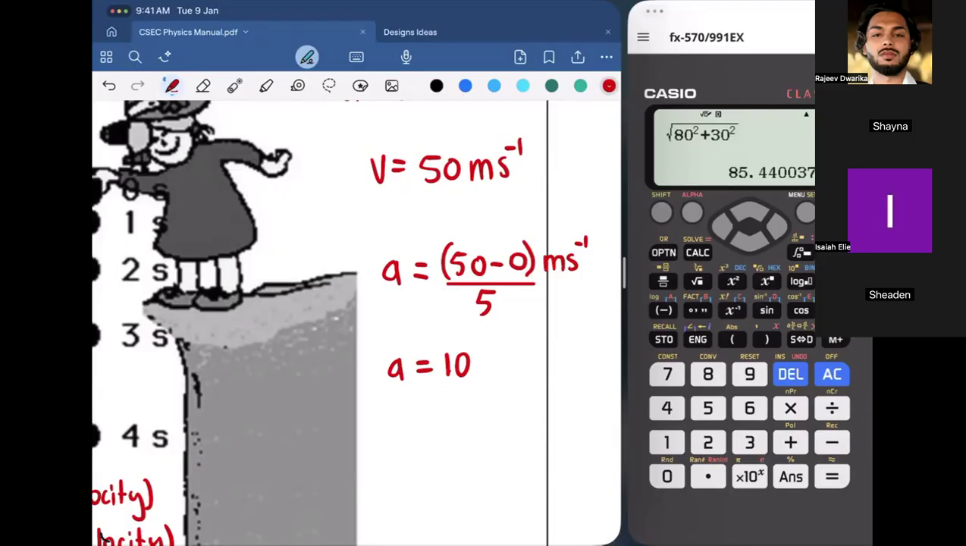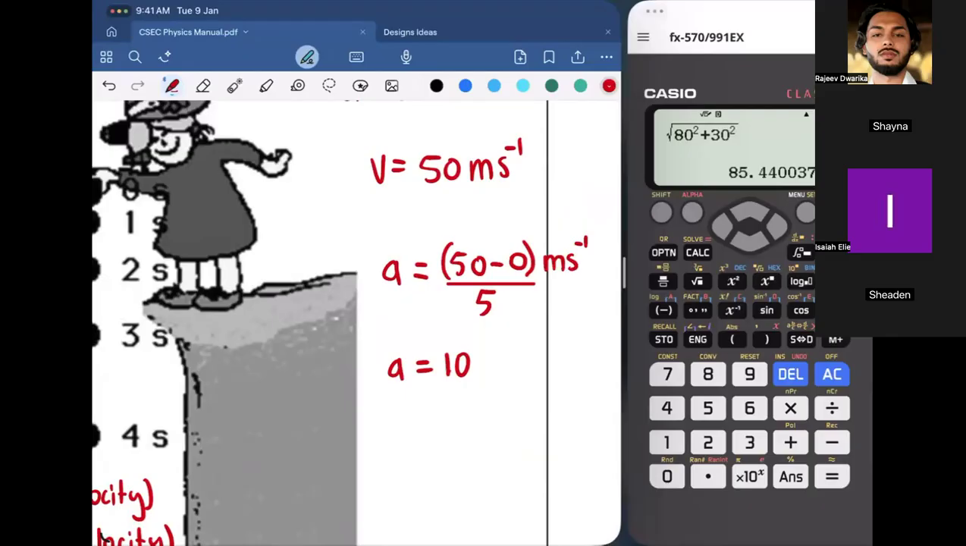No, sir. No, because on top, it's final velocity minus initial velocity. So on top, we have velocity. Velocity is measured in ms minus 1. And in the bottom, we have time taken. What do we measure time in?